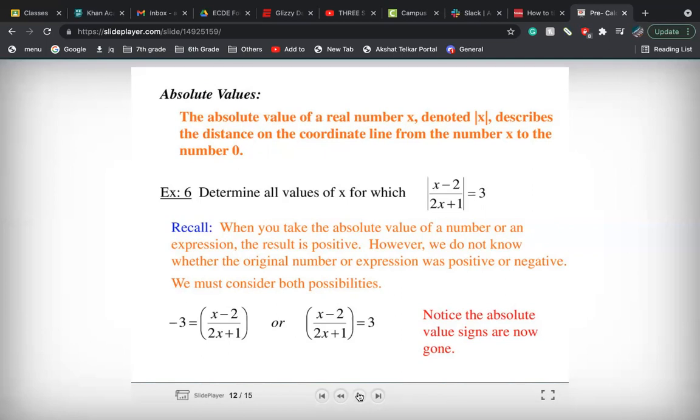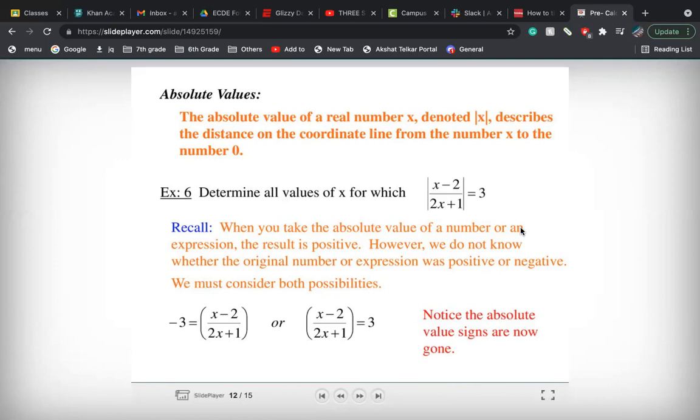Determine all values of x for which the absolute value of x minus 2 divided by 2x plus 1 equals 3. So the first step, especially with absolute values, is that you either want to take out the absolute value entirely and have it equal to 3. But then also, you can multiply this by negative 1 and multiply this by negative 1 as well, which gets you negative 3 equals that function, because of the absolute value, it could correspond to a negative number as well.